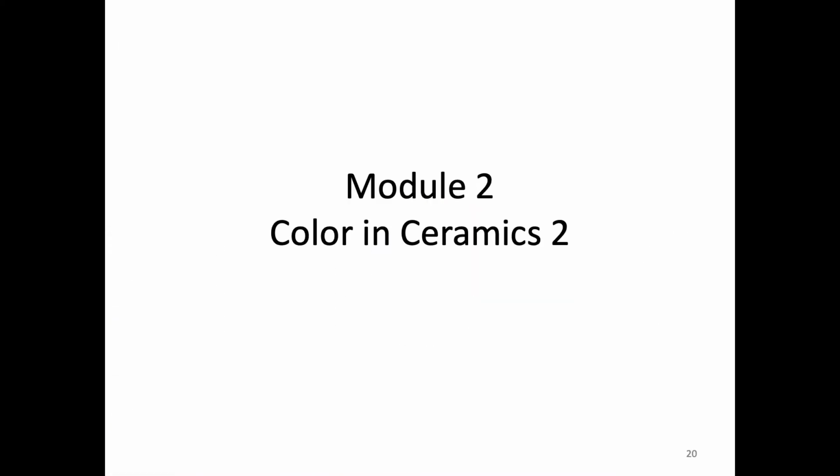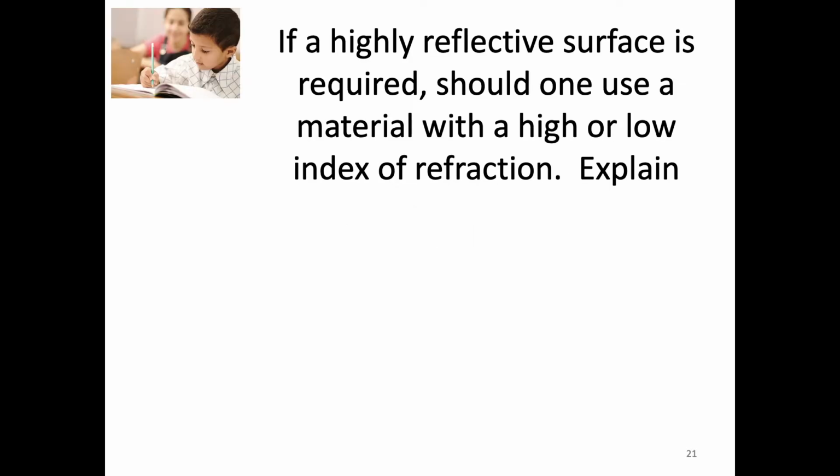Let's look now a little bit more at some different topics that can cause color in ceramics. The first bullet there that we talked about was transition metal ions. Now we're going to talk about some other means that we summarized above. But first, let's think back to a topic that we looked at a little bit.